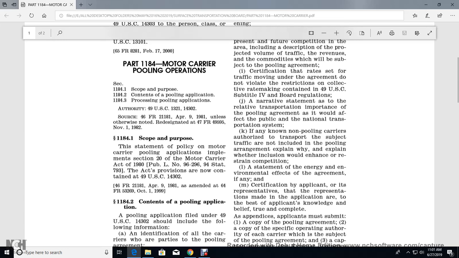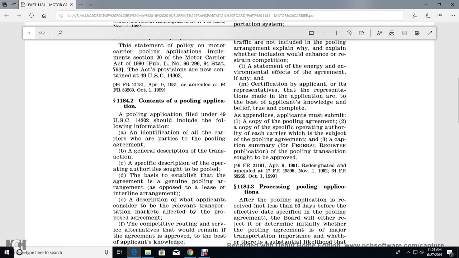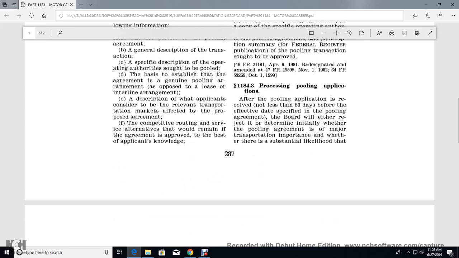M. Certification of the application: the representative states that the representations made with the application are, to the best of the applicant's knowledge and belief, true and complete. Appendixes: the applicant shall submit 1. A copy of the pooling agreement. 2. A copy of the specific operating authority of each of the carriers that is subject to the pooling agreement. And 3. The caption summary for the Federal Register publication of the pooling transaction sought to be approved.